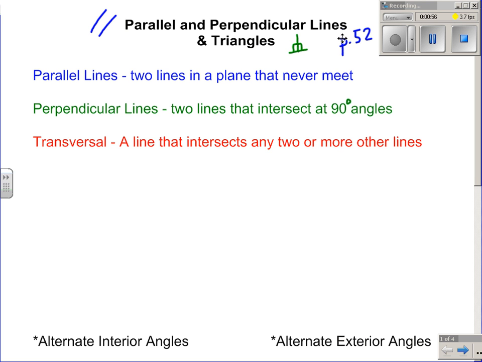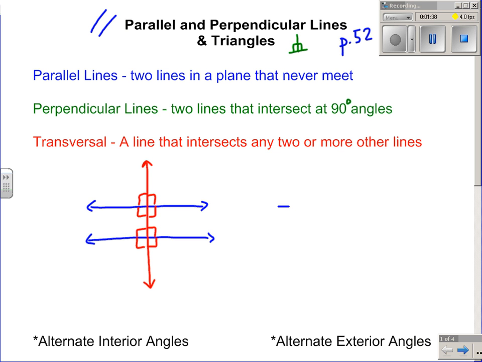So what I'm going to do is, in blue, draw two parallel lines. Again, they would go on forever in both directions and never ever meet. And then in the red marker, I'm going to go ahead and draw a transversal line, which is a line that intersects two or more lines. And in this case, the transversal crosses and makes 90-degree angles. So therefore, the transversal forms perpendicular lines with the parallel lines when it crosses in that manner.